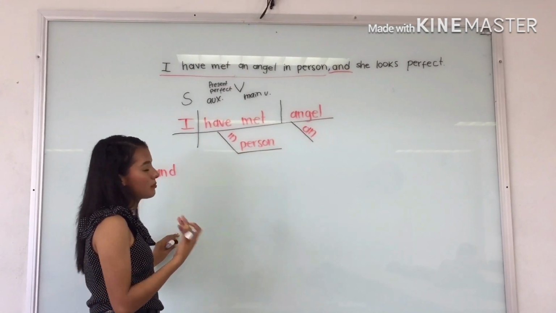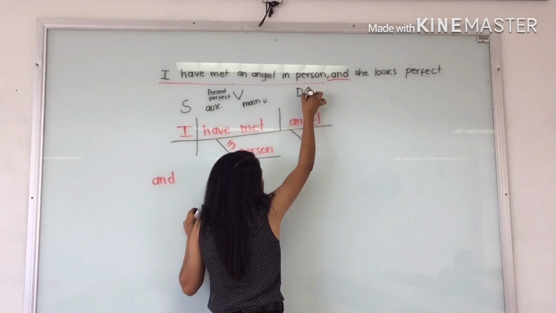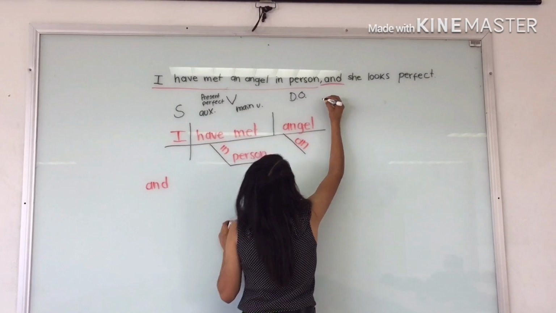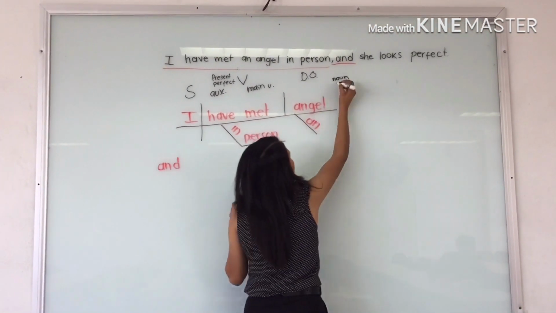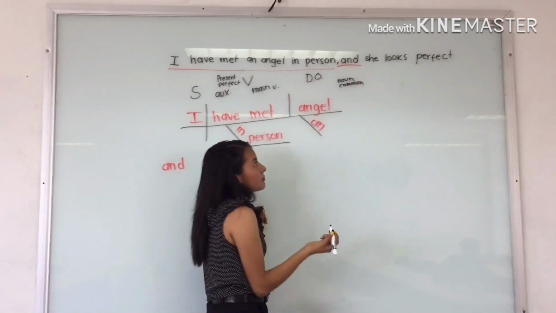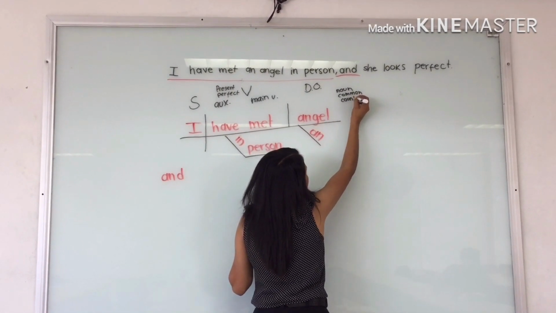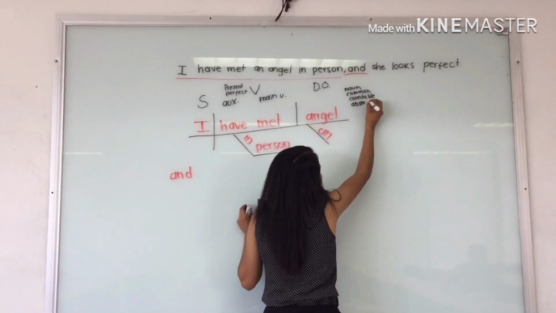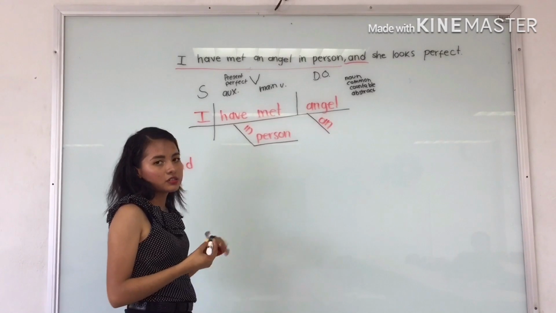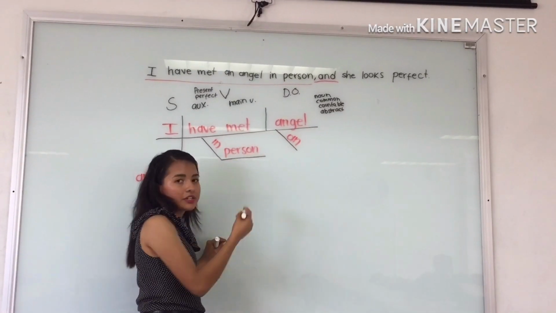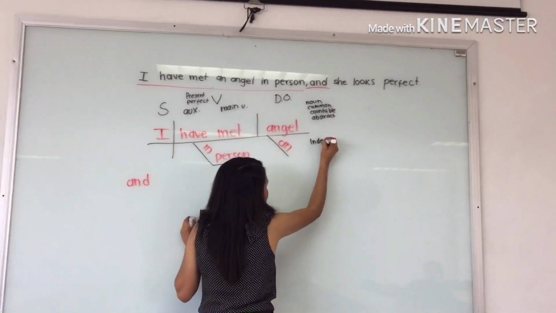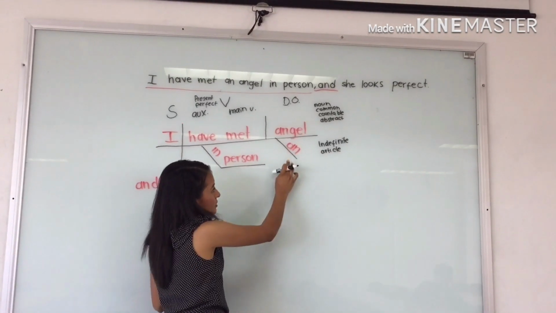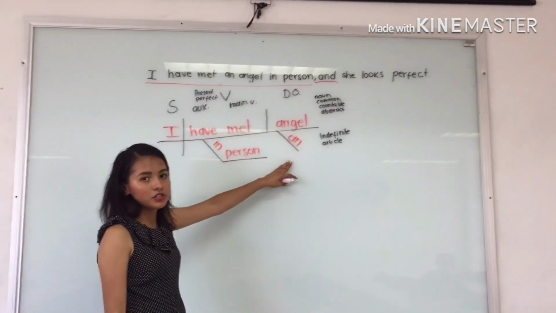Then, if we have a subject and then a verb, we need a direct object. In this example, angel is functioning as a direct object, but actually it's a noun. What kind of noun? Common, countable, could be abstract, and that's it. But it is functioning as our direct object. And under angel, we have the indefinite article a. And we wrote it under angel because it's modifying angel.